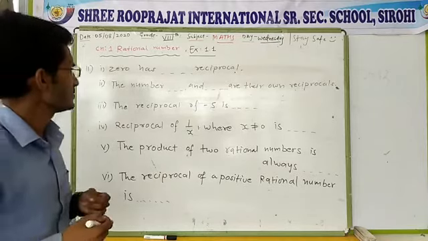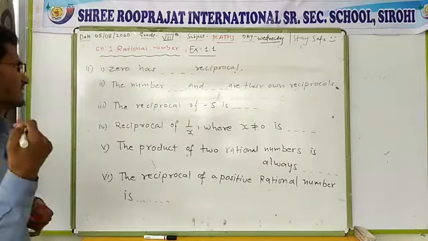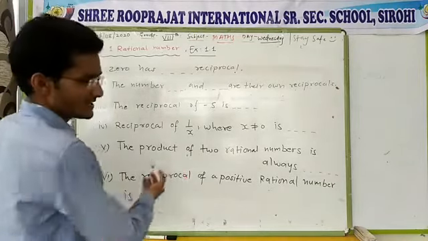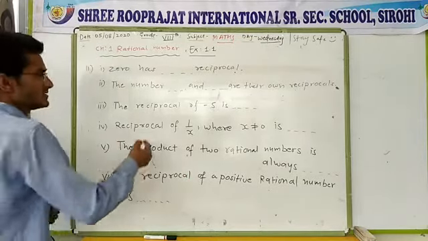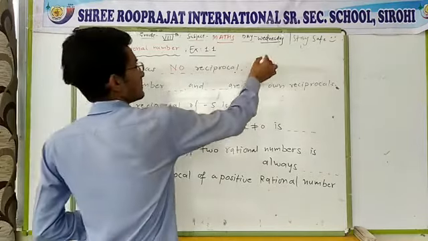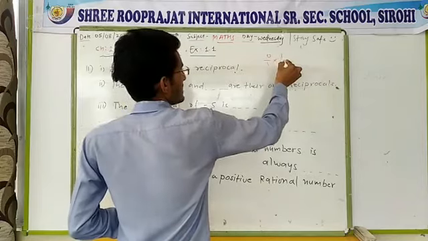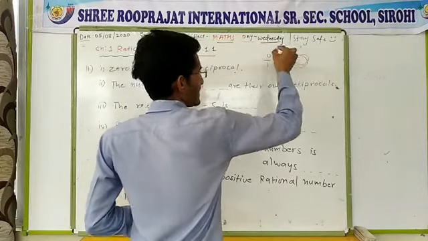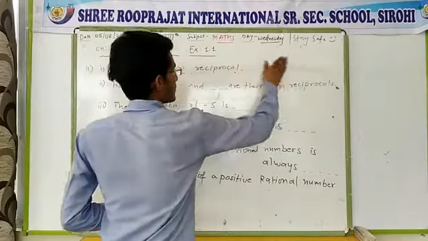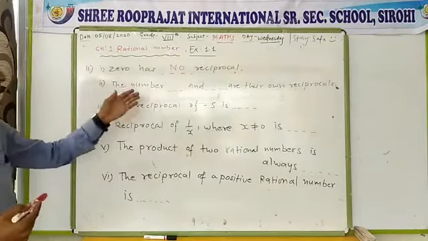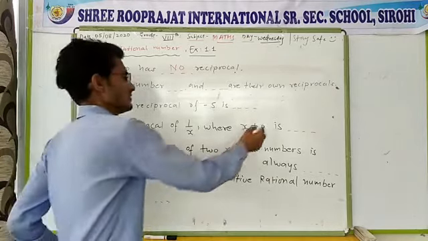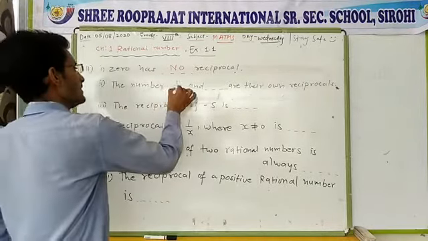The first one: 0 has blank reciprocals. 0 has how many reciprocals? As we just solved in the previous question, 0 has no reciprocal. So 0 by 1 multiplied with 1 by 0, you will not get any definite value. So ultimately 0 has no reciprocal. The numbers that are their own reciprocal: which numbers are their own reciprocal? In the previous question we solved, 1 and minus 1.